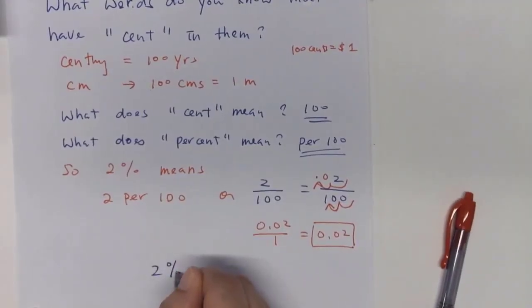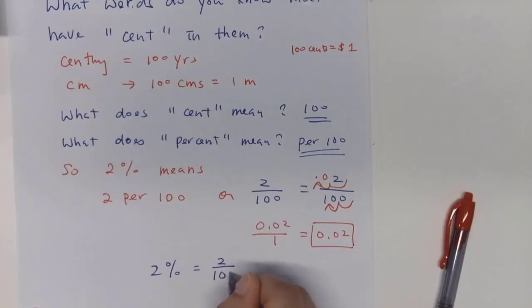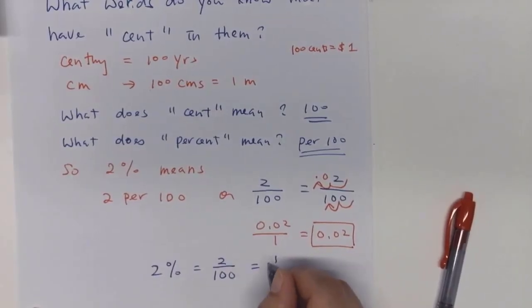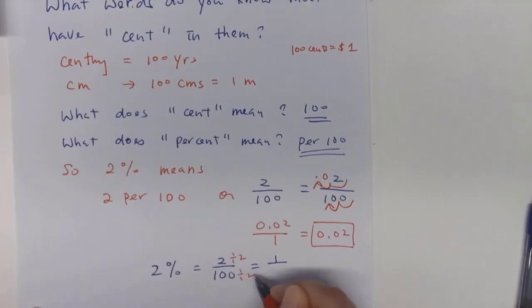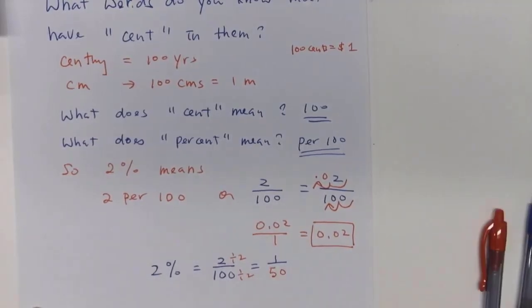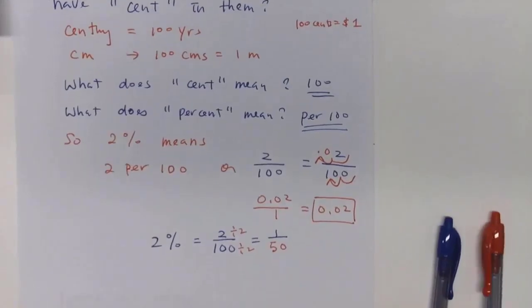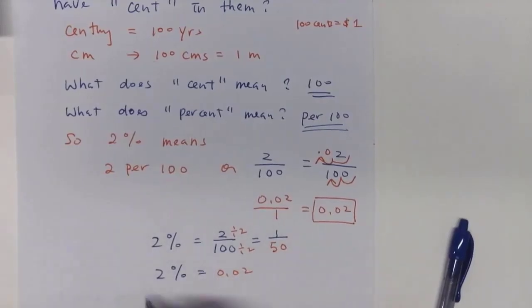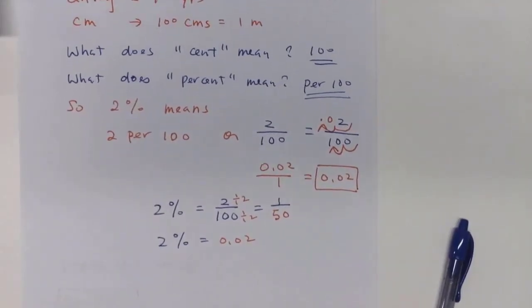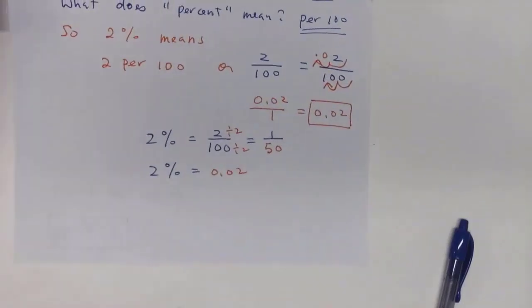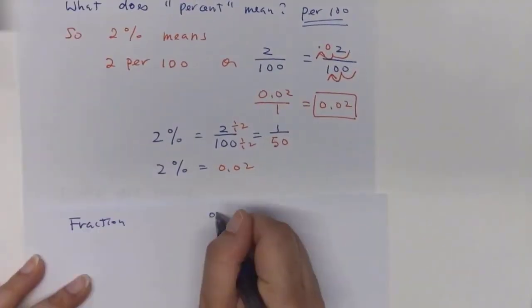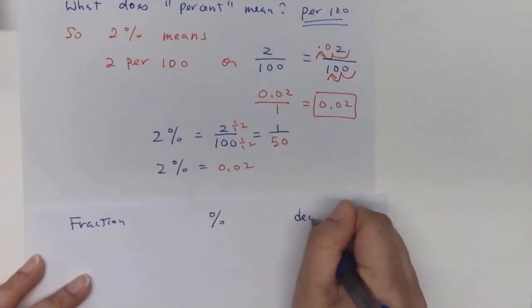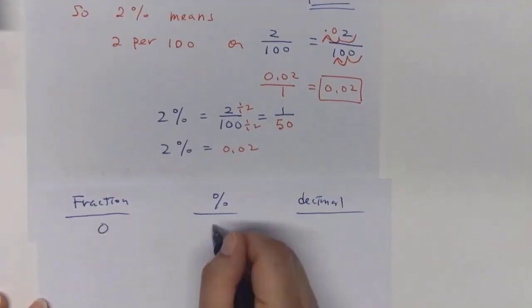So 2% equal to 2 out of 100, which also can be divided by 2, divided by 2. So it's 1 out of 50. And then 2% can also be equal to 0.02, right? We just calculate that part. We are saying percentage is related to fractions and it's also related to decimal. So just give you a very basic number. They are related. Have fractions, percent, and decimal. When they're zero, they're all zero, right?